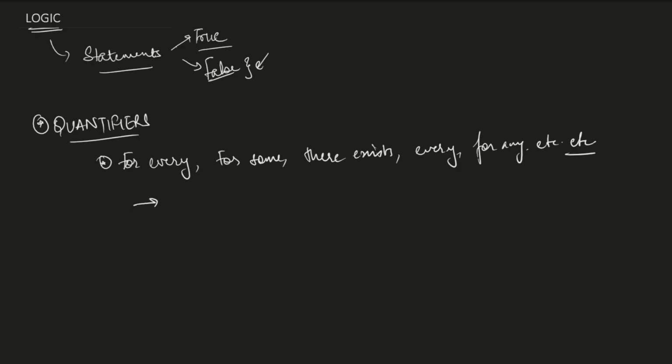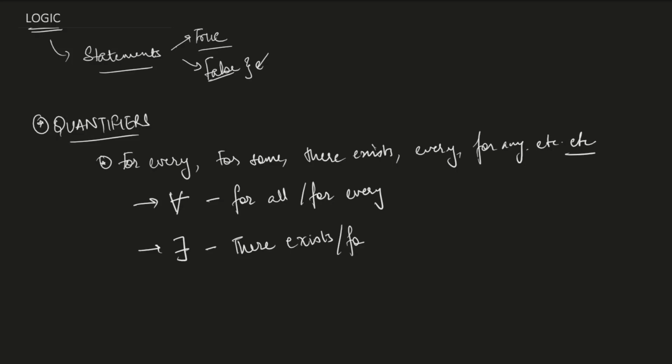In particular, we learn about two which are most commonly used. This inverted A, which stands for all or for every. And we have this laterally inverted E, which stands for there exists or for some. Now, in particular, these two quantifiers can be used in a given context. They have their specific use statements in given cases.